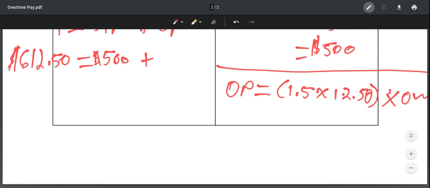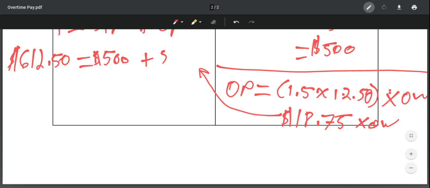So now our rate would be 1.5 times 12.50. So that's going to equal 18.75. That's our rate. And that's going to be multiplied by our overtime hours worked, but we don't know that. So now we're going to take that and sub it back into our original formula. So we're going to take that, sub it back in here. So that'd be $18.75 OW. Now we're going to have to manipulate this equation to figure this out.